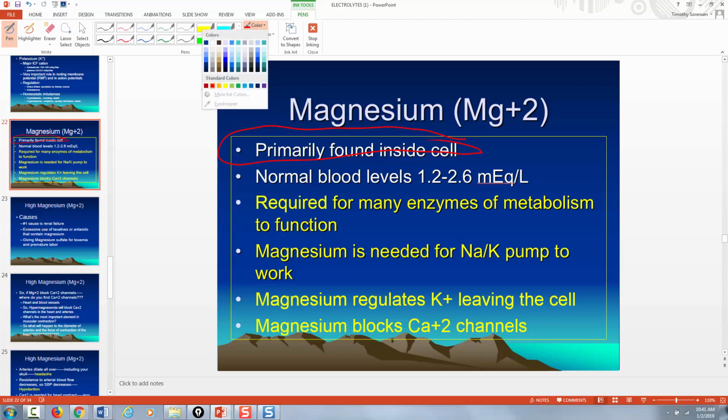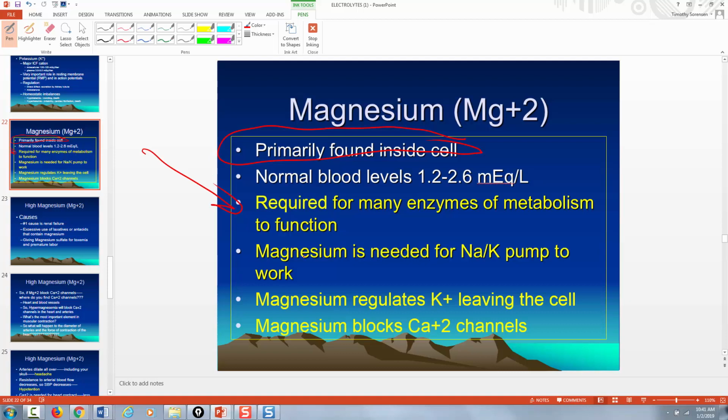Remember that enzymes control all the chemical reactions inside the cells of your body. So magnesium is required to regulate those enzymes of metabolism. Magnesium actually alters the shape of enzymes, and what can happen is if your magnesium is too high, enzymes slow down, or if it's too low, they slow down.